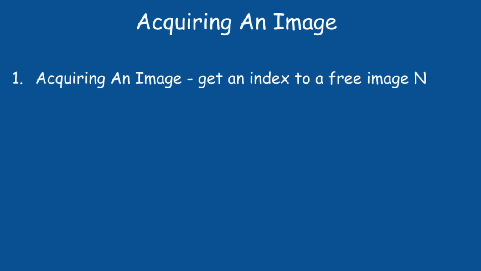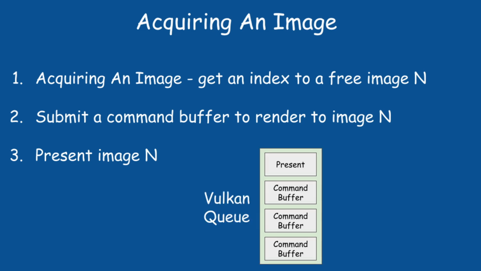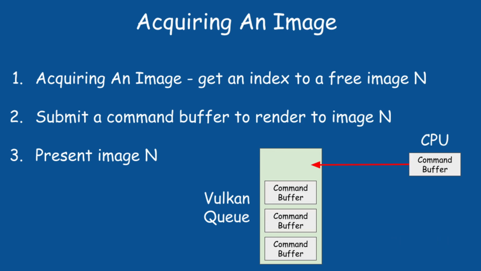This operation returns the index of an image which we can now render into. Once the image has been acquired, we can submit one or more command buffers which will execute on that image. At the end of the render loop, we have to tell the system that we want to present the image to the window. This of course can only happen after all the command buffers that target the current image have finished processing on the GPU. We can submit more commands into the queue while the GPU is taking command buffers out of the queue to work on. Minimizing CPU and GPU synchronization is critical for high performance.